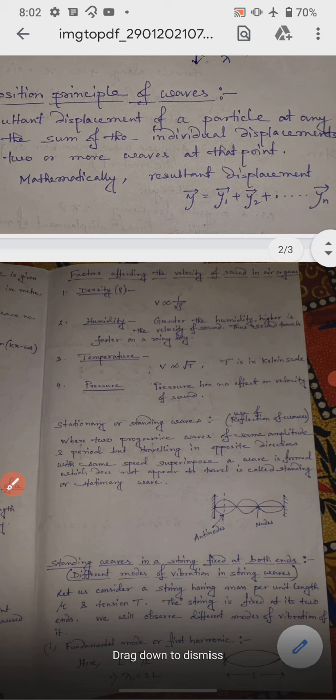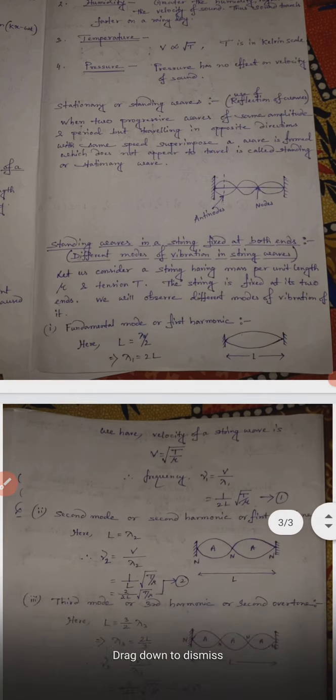You just remember the formula for the velocity of a string wave: V equals root over T by mu. T is the tension of the string. Mu is the mass per unit length of the string. Now we will discuss the different modes formed in the string. The first one that I have written here is the fundamental mode or first harmonic.